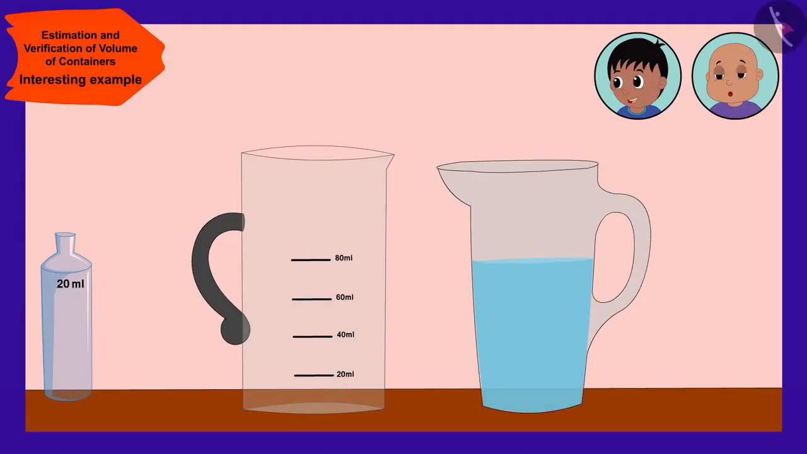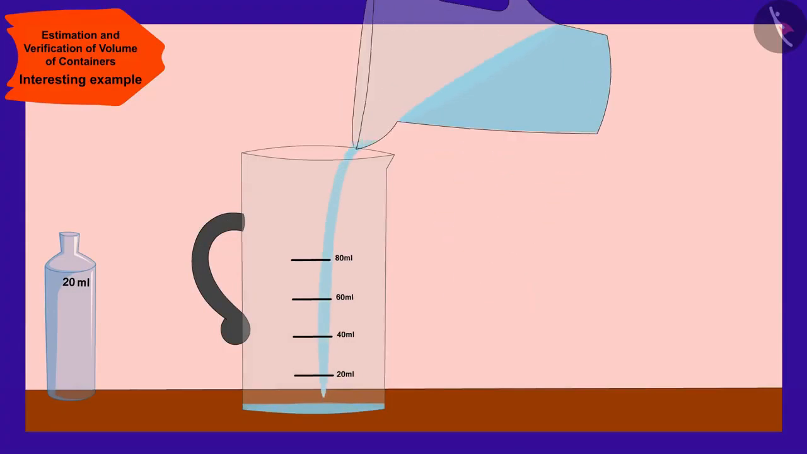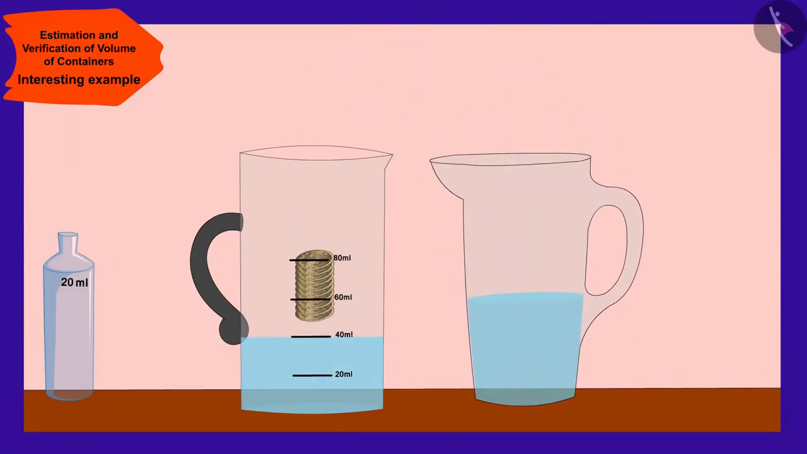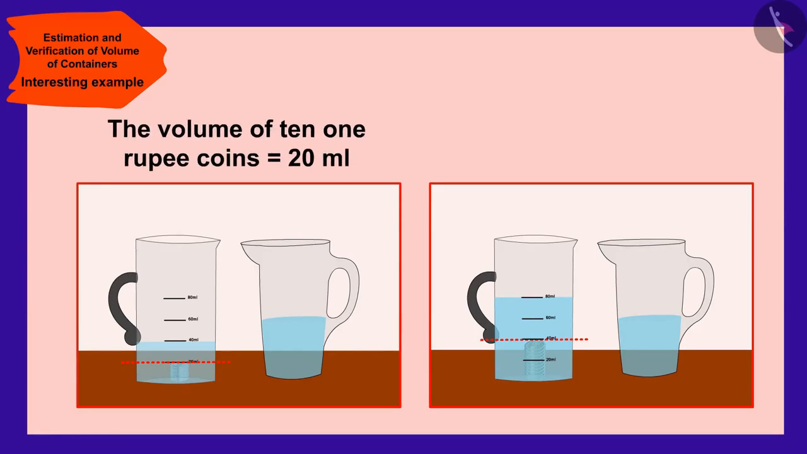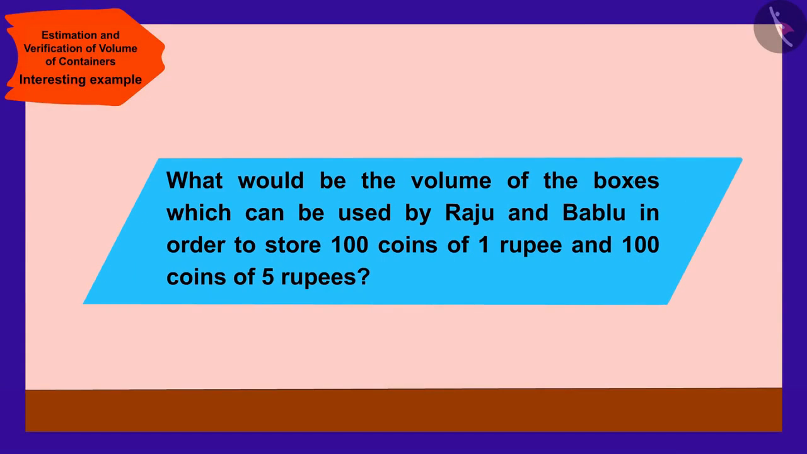Oh wow, Raju! This is a wonderful technique. Let us find out the volume of 10 1 rupee and 10 5 rupee coins. Raju and Bablu used the measuring jug made by them. They found that the volume of 10 1 rupee coins is 20 milliliters and the volume of 10 5 rupee coins is 40 milliliters.